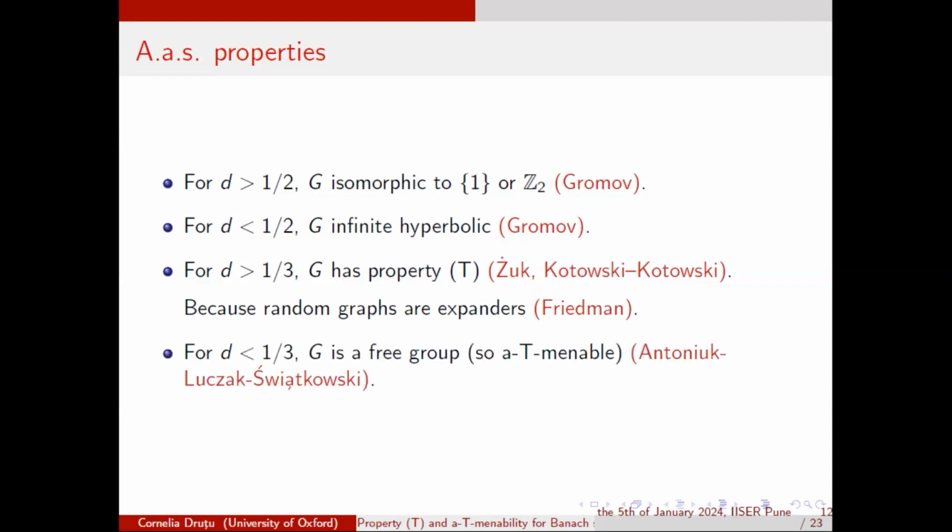While if we go below the threshold, a third, in this model, the group is in fact free, and in particular a-T-menable. This is due to Antoniuk, Łuczak, and Świątkowski. And there are some interesting phenomena at the threshold, for instance if d is equal to a third, but I won't mention that. So this is the situation.